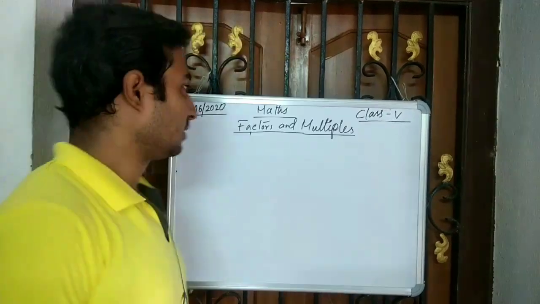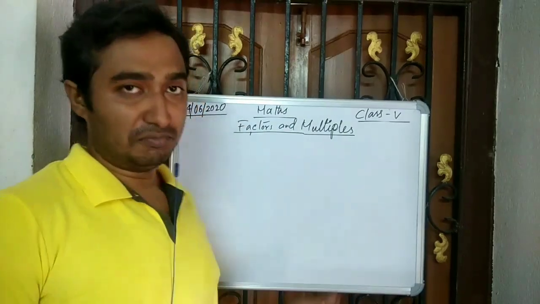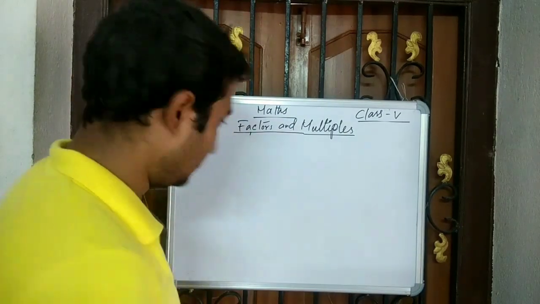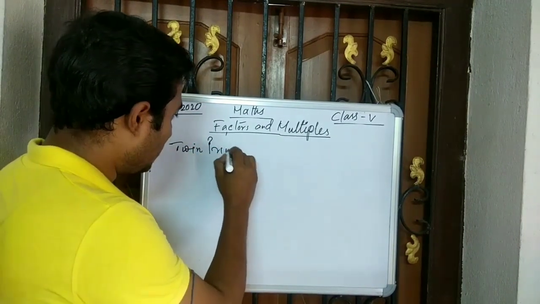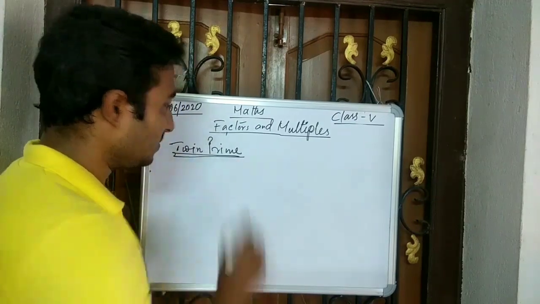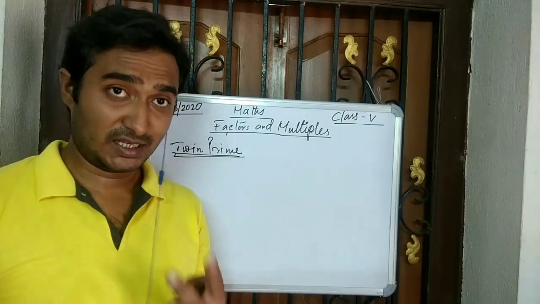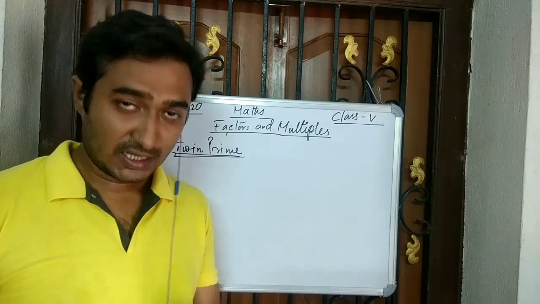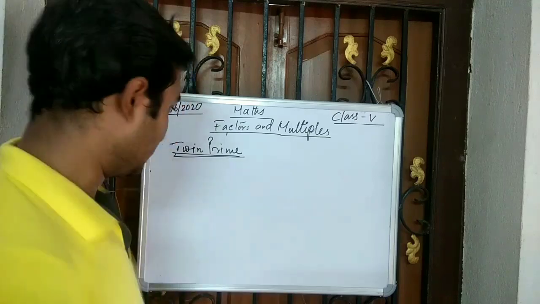Okay, now let's see what twin primes and coprimes are. First is twin prime. What are twin prime numbers? Twin prime numbers means two prime numbers that differ by 2. That means if the difference of two prime numbers is 2, those two prime numbers together we call twin prime numbers.